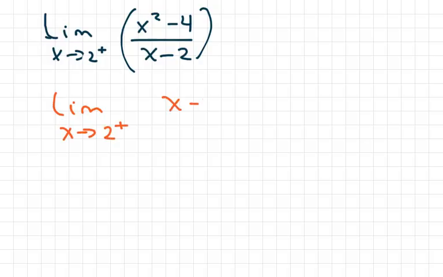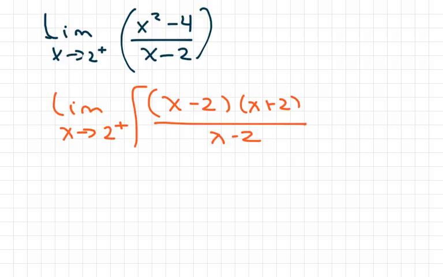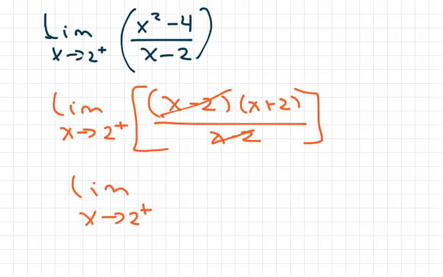And we're going to get x minus 2 times x plus 2 all over x minus 2. These cancel, and you plug in 2, so the limit as x approaches 2 from the right, we're just going to put the x plus 2 equals 2 plus 2, which equals 4.